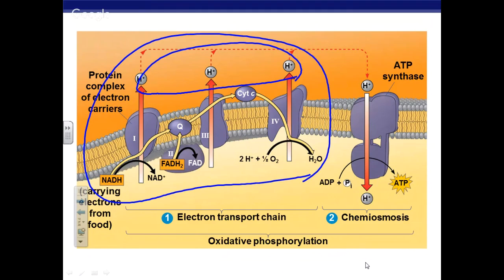What do you think oxidative is coming from? Why oxidative? What is oxidation? Loss of electrons. What's happening during this whole process? These electron carriers are gaining, but then losing electrons. These things are all slowly becoming oxidized as the electrons are passing through them. Therefore the name. Okay.